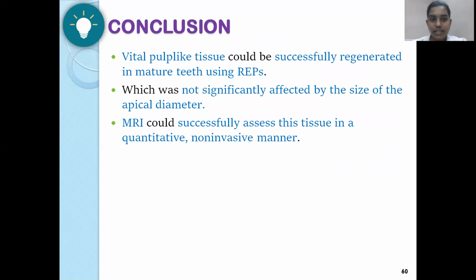Hence, the conclusion of the study was that vital pulp-like tissue could be successfully regenerated in mature teeth using the regenerative procedure, which was not significantly affected by the size of the apical diameter. An MRI could successfully assess this tissue in a quantitative, non-invasive manner.